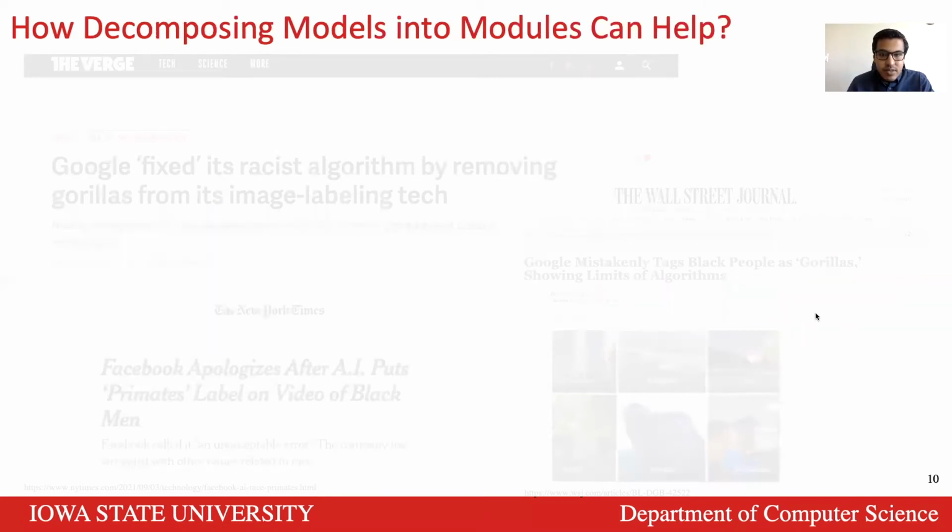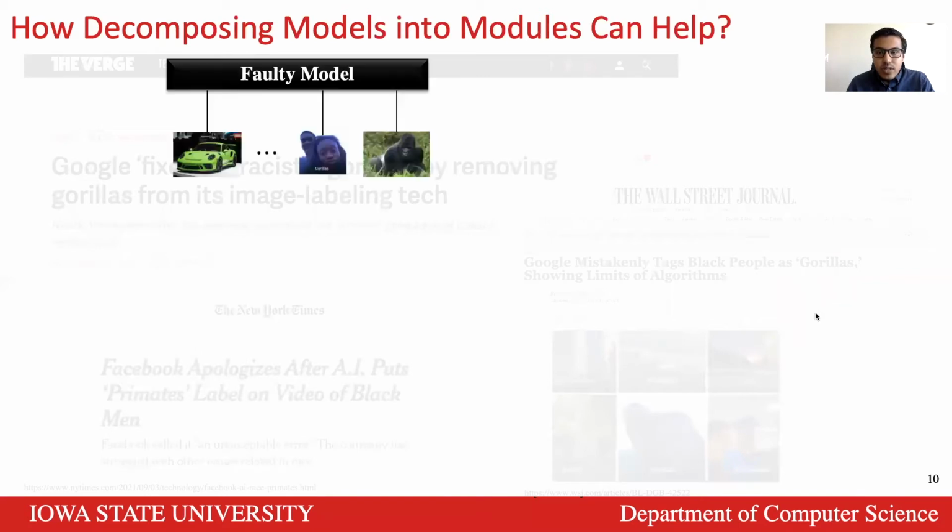Now, suppose we can decompose a CNN model into modules, one for each output class. The module takes the same input as the model, but only tells whether the input belongs to the dominant output class of the module. For instance, a module for car-related images can only recognize an input as a car or not. Let's assume we can decompose the faulty CNN model into modules for each output class.